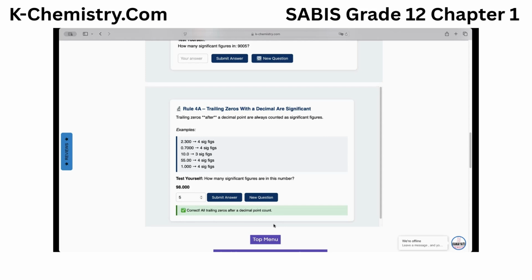They are trailing, but there is no decimal. This is case B. Now, the significant figures if there are trailing zeros without a decimal. You see there are zeros here, there is no decimal point. What am I going to do? It's going to be different this time. Take care, because if there is no decimal point, these zeros are non-significant. Non-significant means they will not be counted.